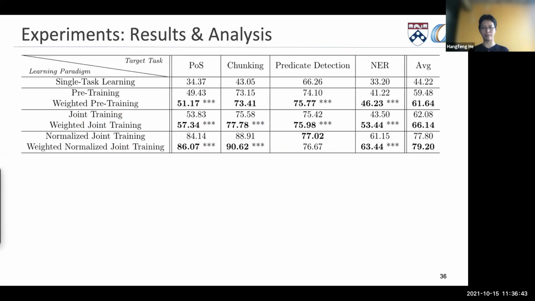So we also evaluate TAWT in experiments. We consider 4 structural prediction tasks in NLP, such as POS tagging, chunking, predicate detection, and NER. And we consider 3 learning paradigms: pre-training, joint training, and normalized joint training. So in joint training, we will assign the same weights on every example. But for normalized joint training, we will assign the same weights on each task. Then it means that the examples from the task with larger data sets will have smaller weights because the overall weights on each task is the same.